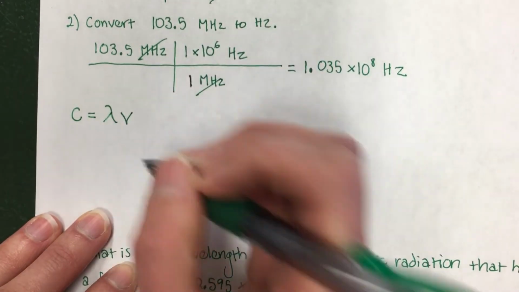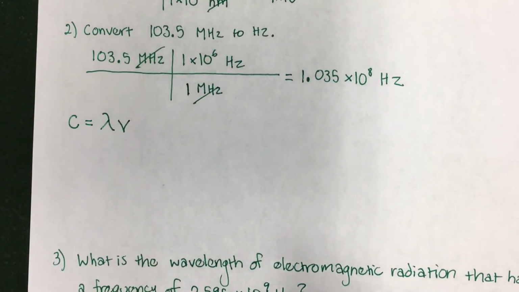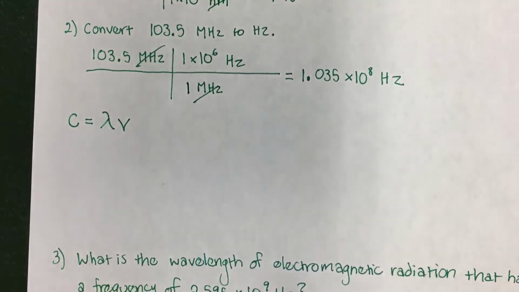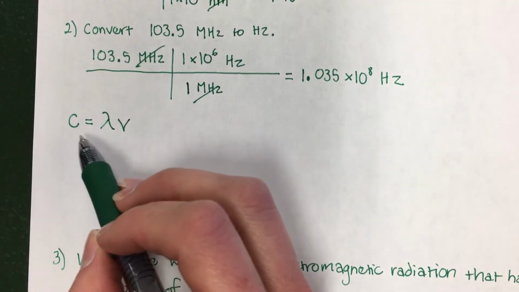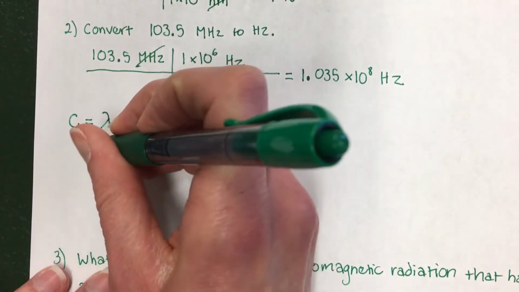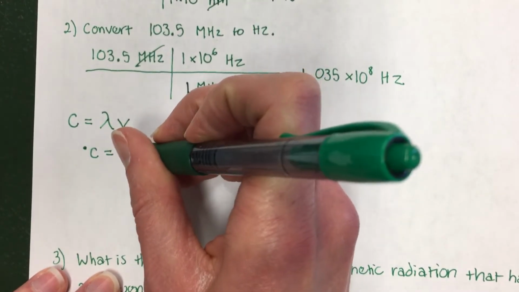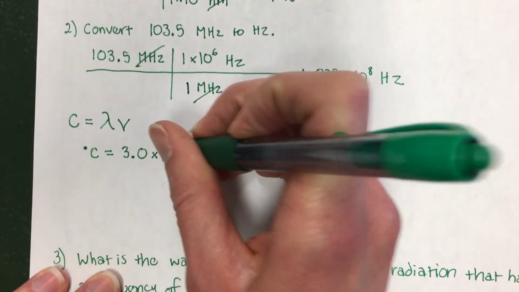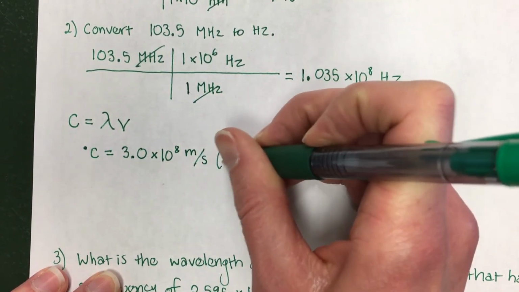And this V is actually a Greek letter nu. It symbolizes frequency. You can just think of it as a V if you want. That's okay. So we know the speed of light. That is a constant. So we know that the speed of light, we're going to simplify it and just say it's about 3.0 times 10 to the 8th meters per second. It's the speed of light.